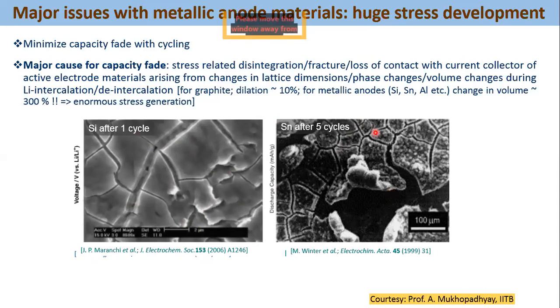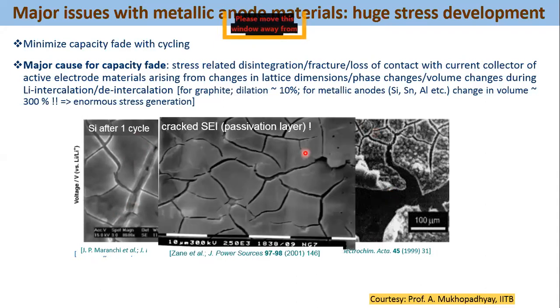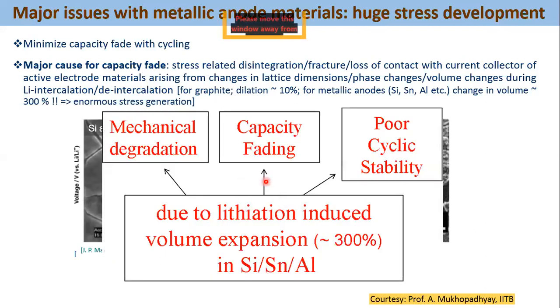And one more observation is that not only your material gets fractured, also the SEI layer which is formed due to the electrolytic degradation on the surface of the electrode, that is also fractured. So due to fracture of this SEI layer, more active surface of the material will be originated. So on the surface of that, again, electrolyte will get degraded.